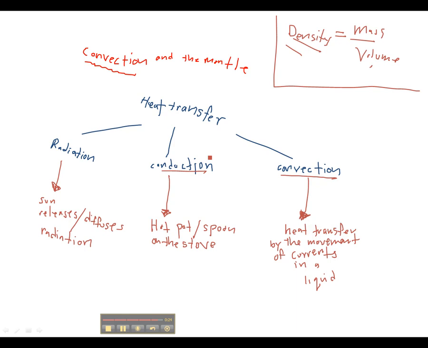Hopefully you understand what density is, and convection, conduction, and radiation as the three types of heat transfer. The next section we're going to go into on Tuesday, we'll talk about convection currents in our Earth. I hope you guys are doing well and that this really helps you. Bye.